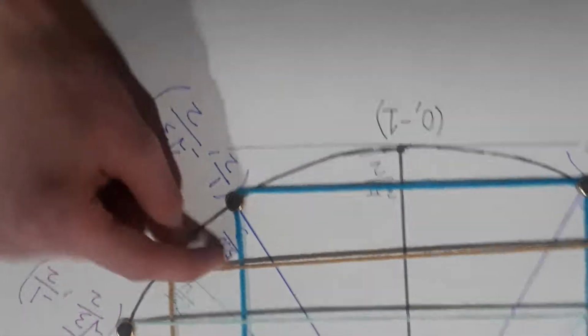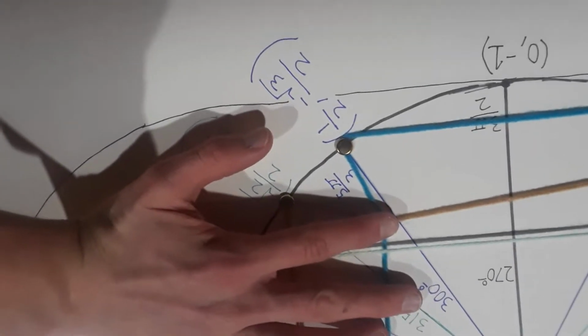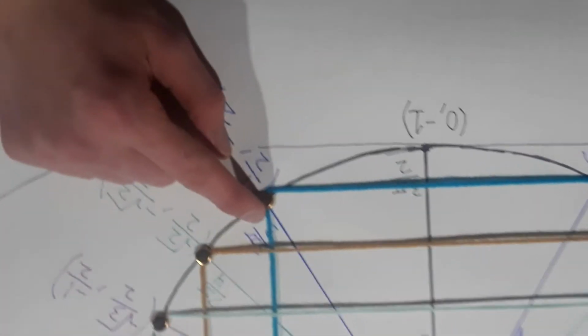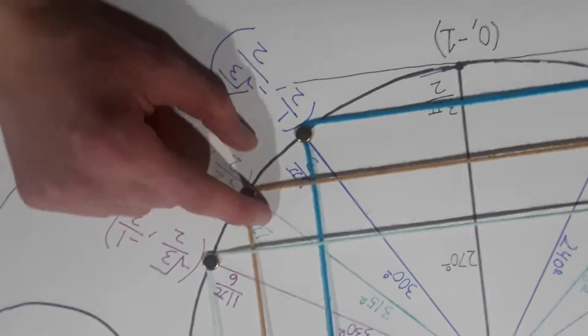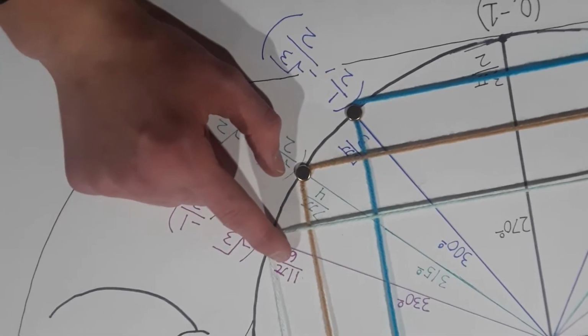And this last quadrant gets weird, but it's still possible. It's denominator times 2 minus 1. So I'll move my hand. So here you have 5 pi over 3. You multiply 3 by 2 is 6, minus 1 is 5. 4 times 2 is 8, minus 1 is 7. And 6 times 2 minus 1 is 11.